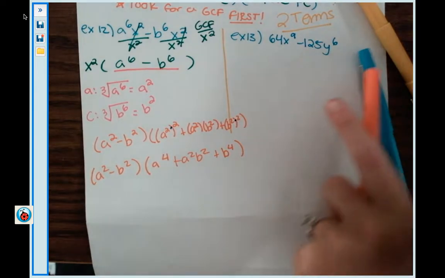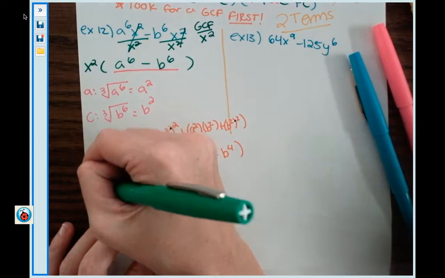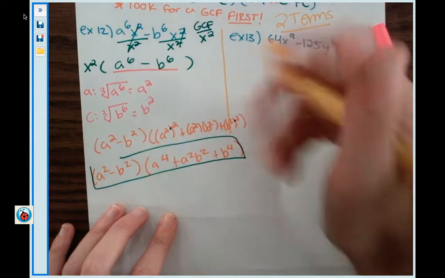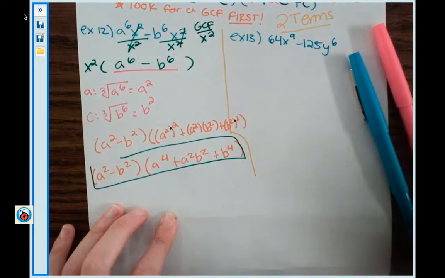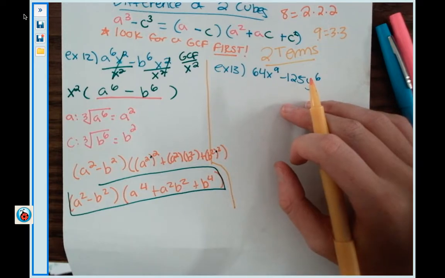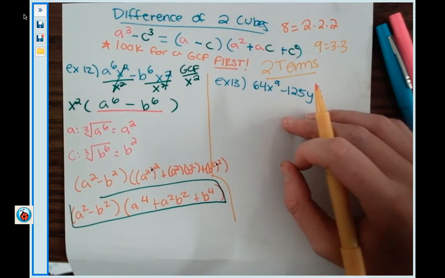We factored using a difference of cubes. Holy hot dog, wasn't that fun? So that's my answer. Now the second one is pretty much the same thing. So if you feel like you have a good grasp on this, I would go ahead and try example 13 on your own. Otherwise, let's follow along. Okay, I'm excited, you guys.